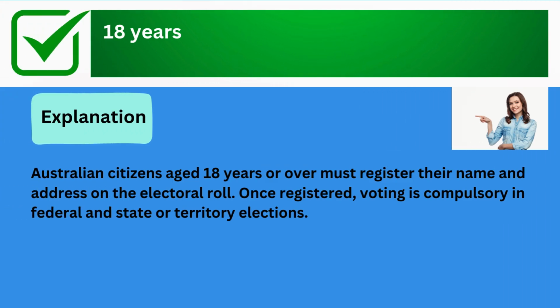The correct answer is 18 years. Explanation: Australian citizens aged 18 years or over must register their name and address on the electoral roll. Once registered, voting is compulsory in federal and state or territory elections.